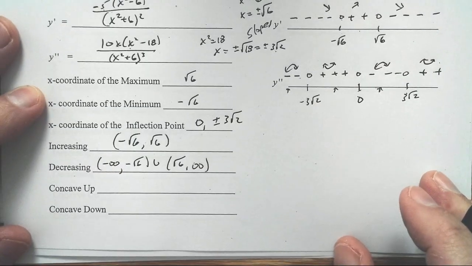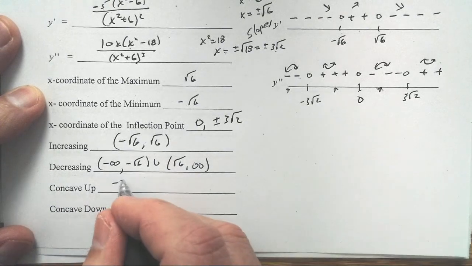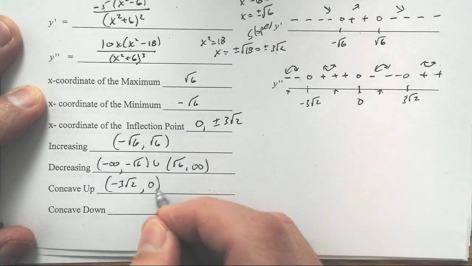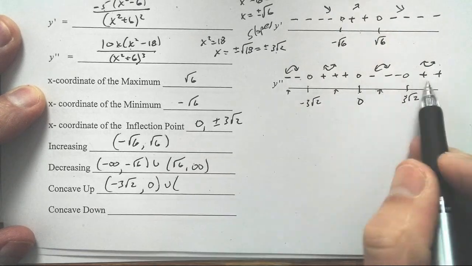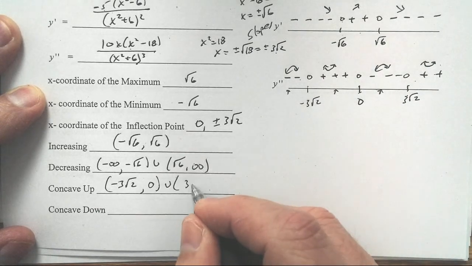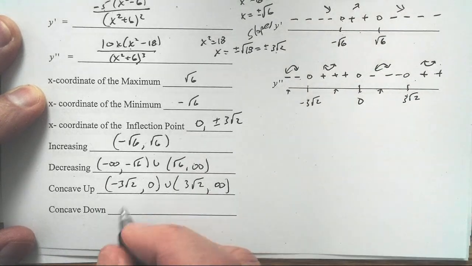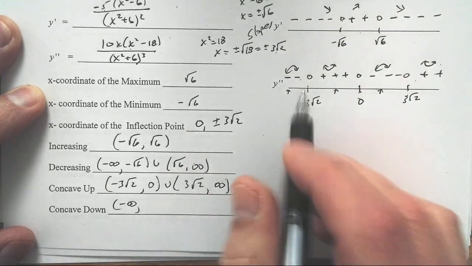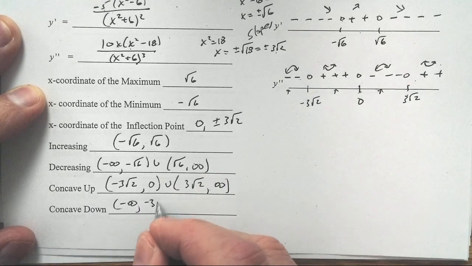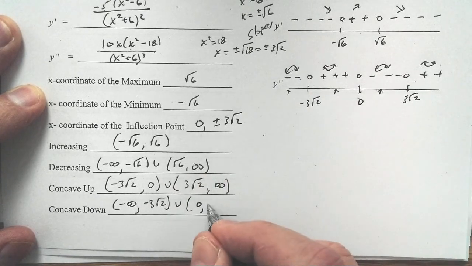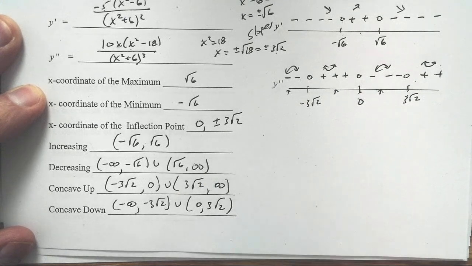We are concave up from negative 3 square root of 2 until we get to 0, in union with 3 square root of 2 forevermore. And we are concave down from negative infinity until negative 3 square root of 2 in union with 0 to 3 square root of 2.